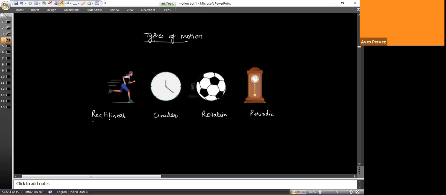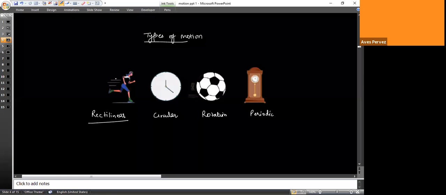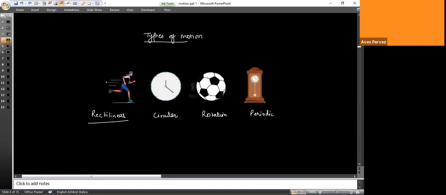The first is rectilinear motion. What is rectilinear motion? If an object is moving in a straight line, it means simply like this. If a person is moving like this, we will consider it rectilinear motion, which means 1D, one dimensional motion. For example, a car moving on the road is going to have rectilinear motion.